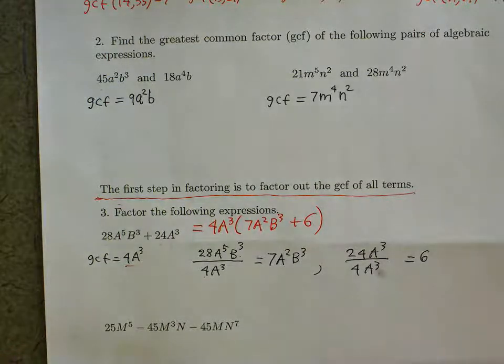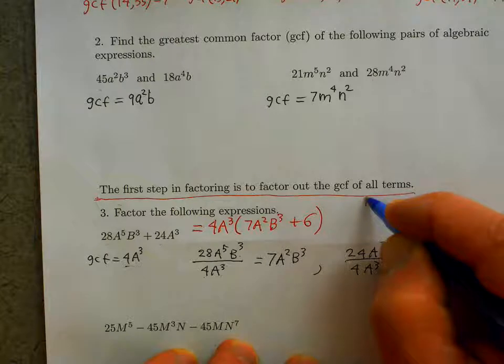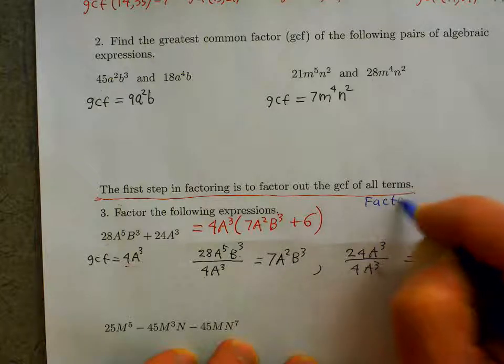So you can see why factoring is called the reverse process of multiplying.